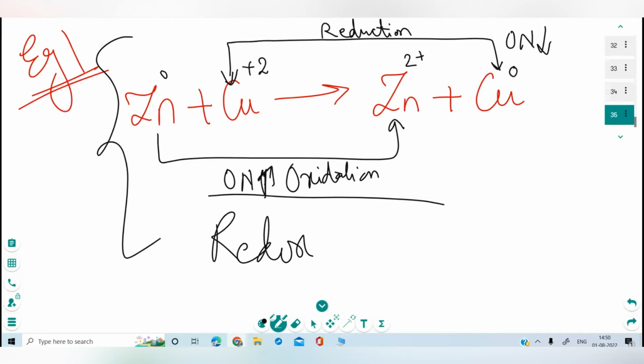So initially when we used to balance our chemical equation, what did we do? We balanced the molecules. Now this time you have to balance the charges, because you are checking which is giving an electron and which is gaining an electron.